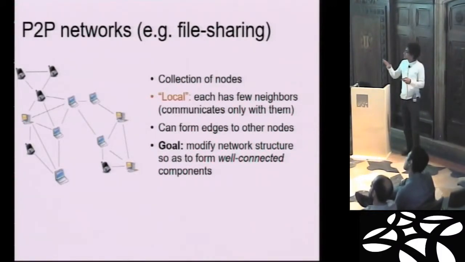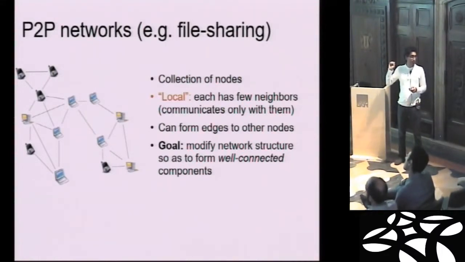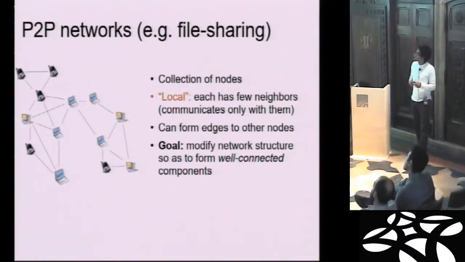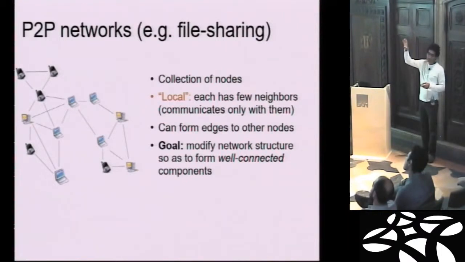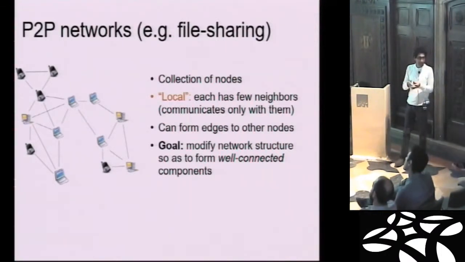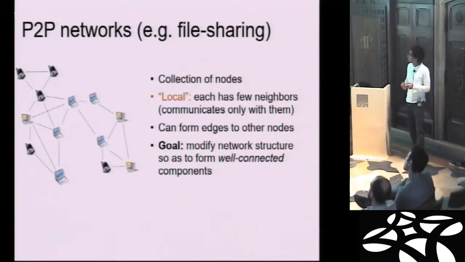And the goal is you want to end up with a very well-connected network, in this case an expander. What you're allowed to do is a node can decide to change its edges and connect to somebody else. But it has no idea of the full network. It only knows of its neighbors at its current step. So this is a fairly realistic model.